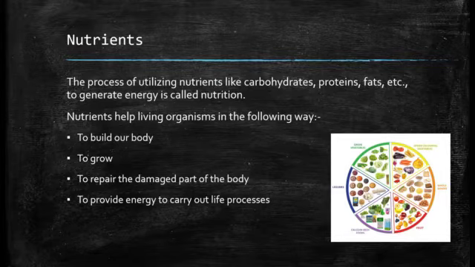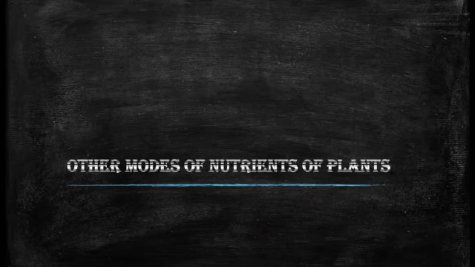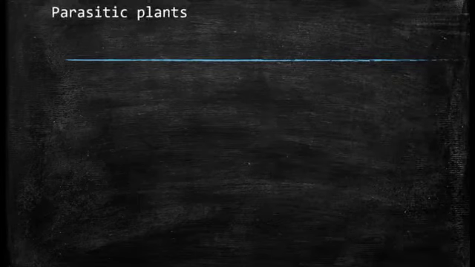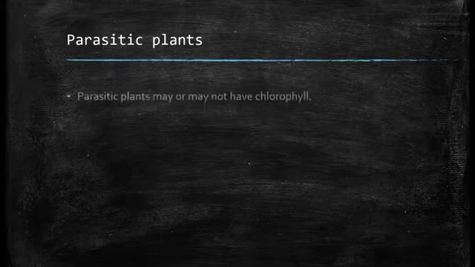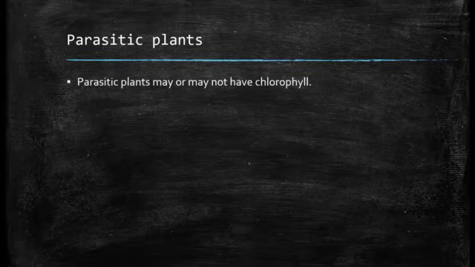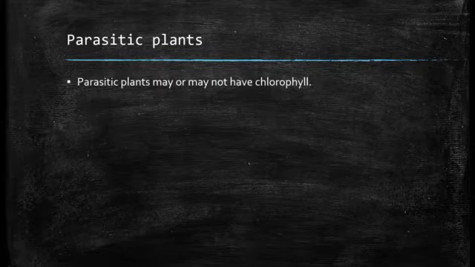Now let's move on to other modes of nutrition in plants. First of all, parasitic plants. Parasitic plants may or may not have chlorophyll because they are parasites and they depend on the host's body.